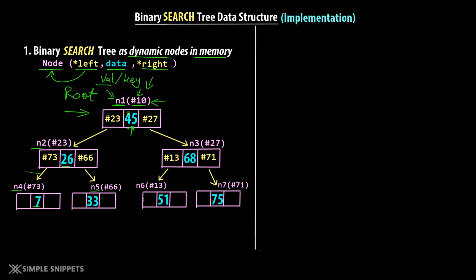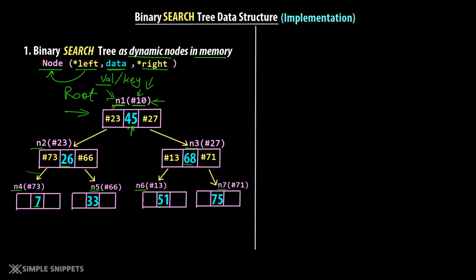Similarly, on the right hand side of N1, that is for the right child, we have N3, then we have N6 and N7, whose values are 68, 51 and 75. All of them are greater than 45. So that's how a binary search tree is different from our regular binary tree, which follows the main principle that everything in the left subtree for every node will be less than that node value, and everything in the right subtree will be greater than the value of that particular node.